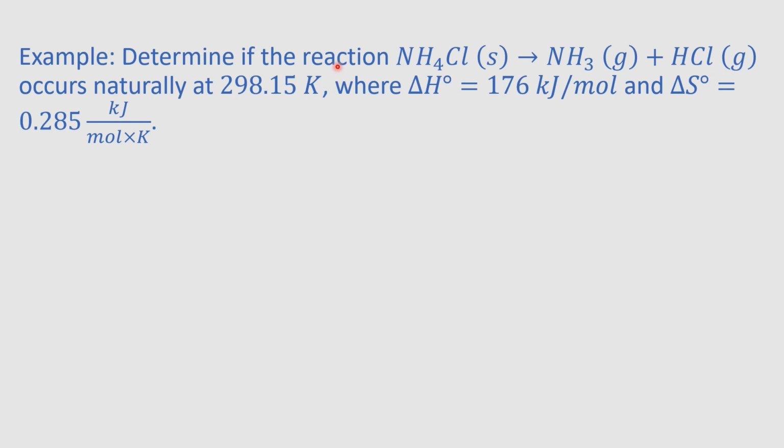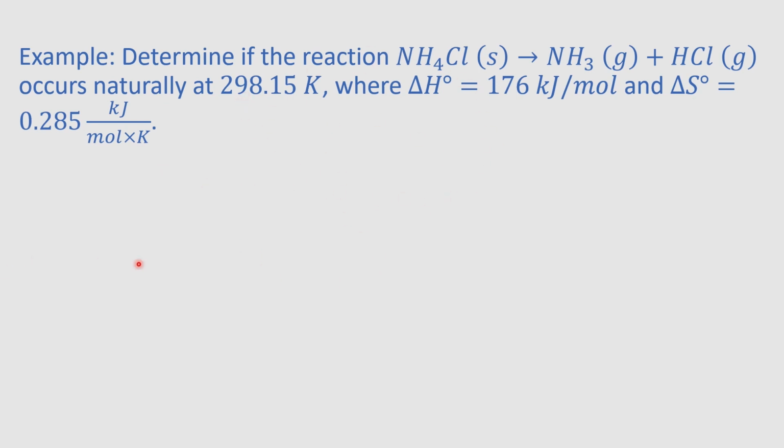Let's say we have the reaction where ammonium chloride becomes ammonia and hydrochloric acid, and we need to know, does this occur naturally at this temperature, 298.15 Kelvin? And our delta H is 176 kilojoules per mole, and our delta S, our change in entropy, is going to be 0.285 kilojoules per mole Kelvin. So how do we determine if this reaction will occur naturally?